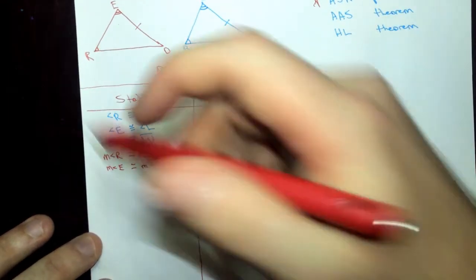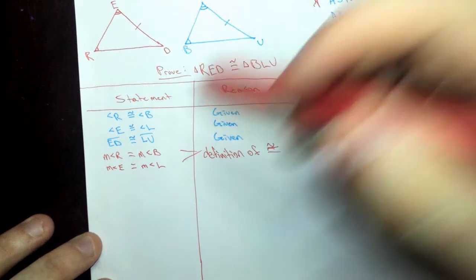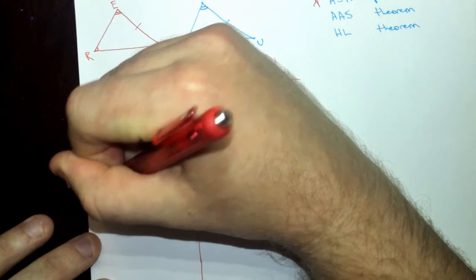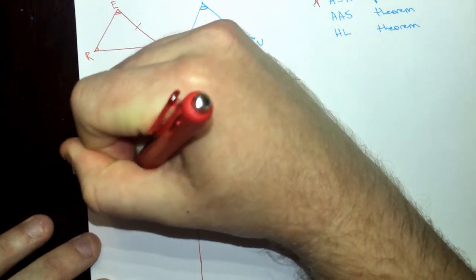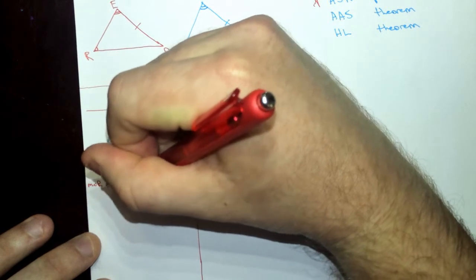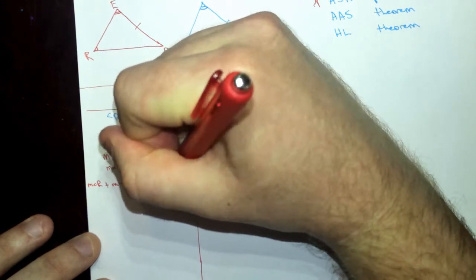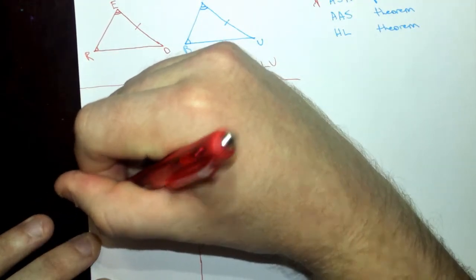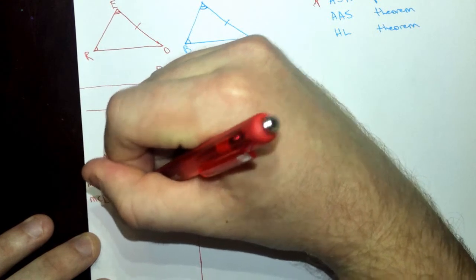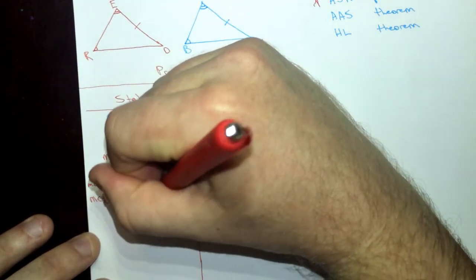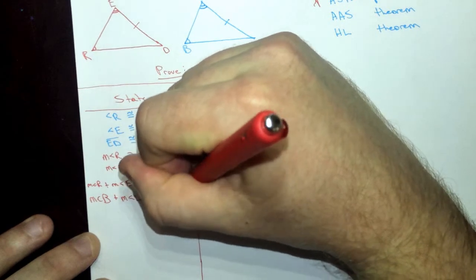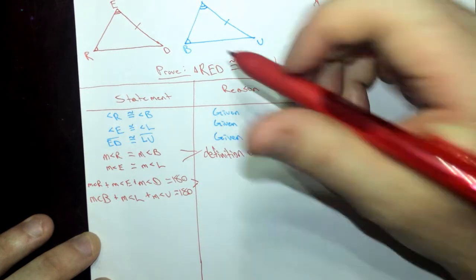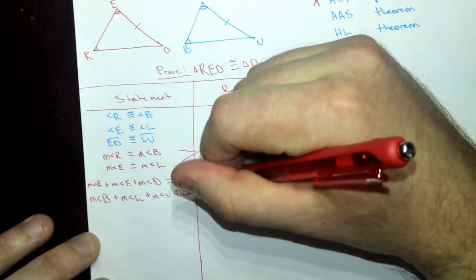Now I need to make another couple of claims to get set up here. I need to say that all of these angles in both triangles add up to 180 degrees. So that would look like the measure of angle R plus the measure of angle E plus the measure of angle D is 180. Same thing with the other triangle. Measure of angle B plus the measure of angle L plus the measure of angle U is equal to 180. I get to make both of these claims because these are angles inside of a triangle, and that is the triangle angle sum theorem.